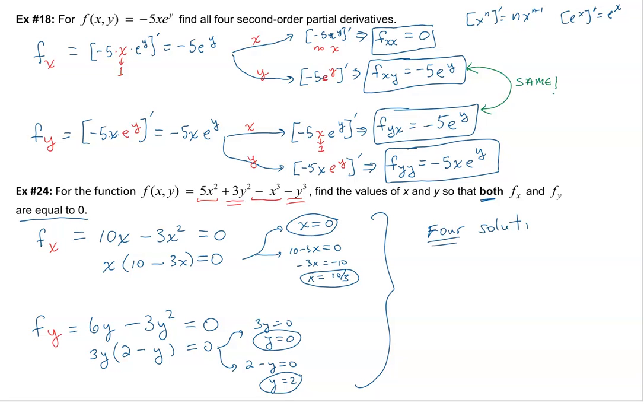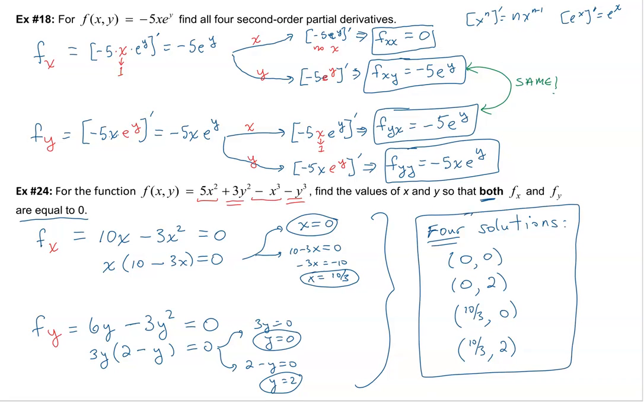Each x matched with each y. Going to get the point x is 0 matched with y equal to 0. We get x equals 0 matched with y equals 2. We get x equals 10/3 matched with y equals 0. And we get x equals 10/3 matched with y equals 2.